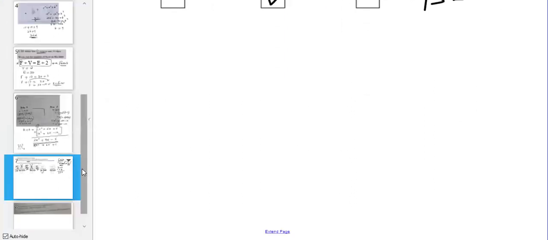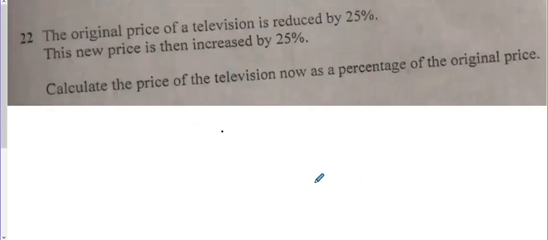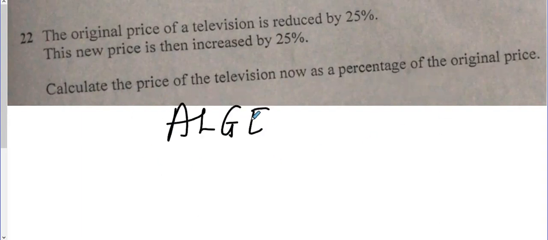The last question which my students sent me is this question here. It says that the original price of a television is reduced by 25%. This new price is then increased by 25%. We need to find the price of the television now as a percentage of the original price. So here I'm going to use algebra, meaning the use of letters.